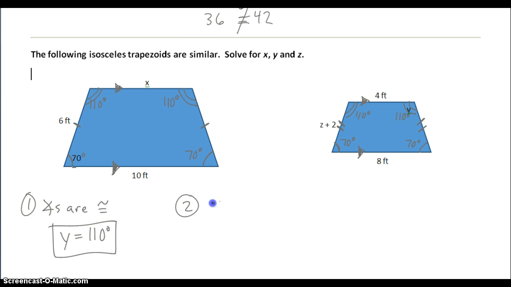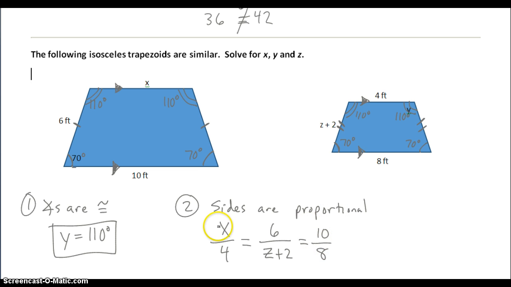Since the polygons are similar, I know that my sides are proportional. So I'm going to set up a proportion. x relates to 4 as 6 relates to z plus 2, as 10 relates to 8. Notice that my numerators are all from my polygon on the left, and my denominators are all from my polygon on the right, and I've made sure that the sides line up.